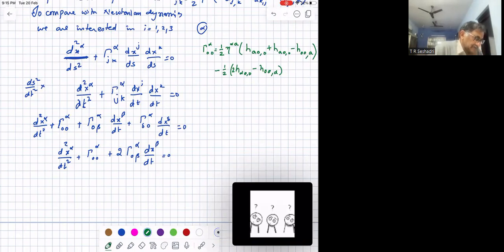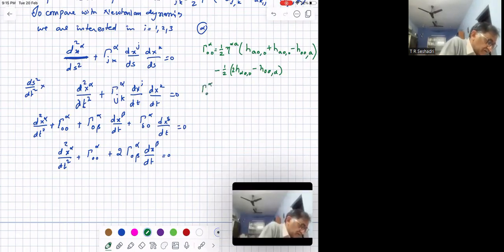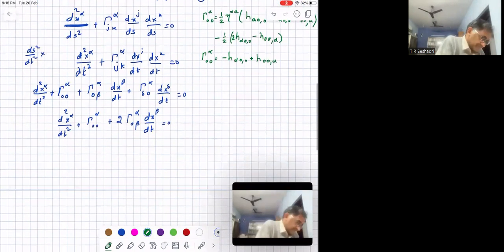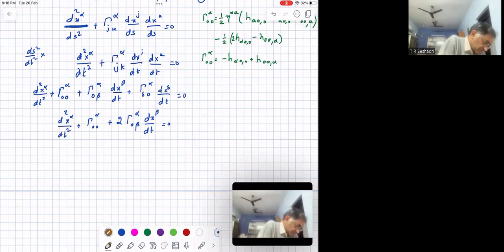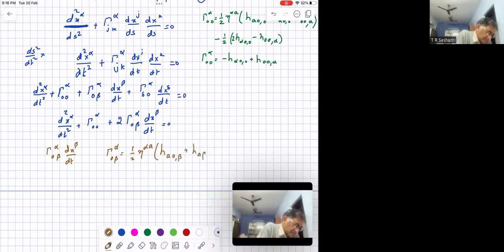Fine. So now I have gamma alpha 0, 0 is equal to minus H alpha 0, 0 plus H 0, 0, alpha. Now let us keep the result. Then we will have gamma alpha 0 beta dx beta by dt. Now, gamma alpha 0 beta is equal to half eta alpha A times H A 0 comma beta plus H A beta comma 0 minus H 0 beta comma A.